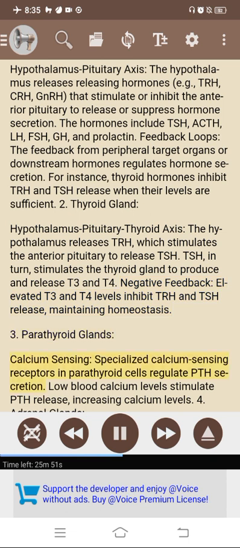3. Parathyroid glands. Calcium sensing. Specialized calcium-sensing receptors in parathyroid cells regulate PTH secretion. Low blood calcium levels stimulate PTH release, increasing calcium levels.